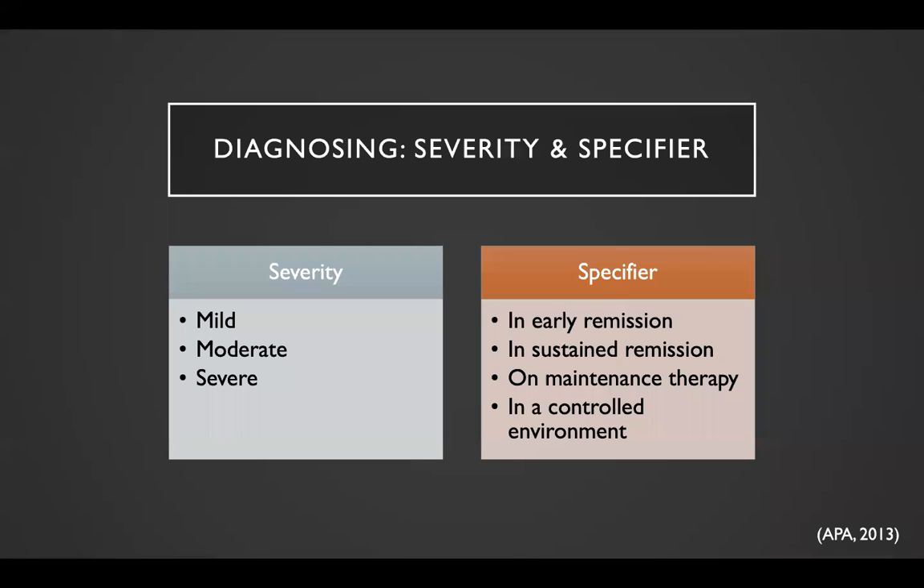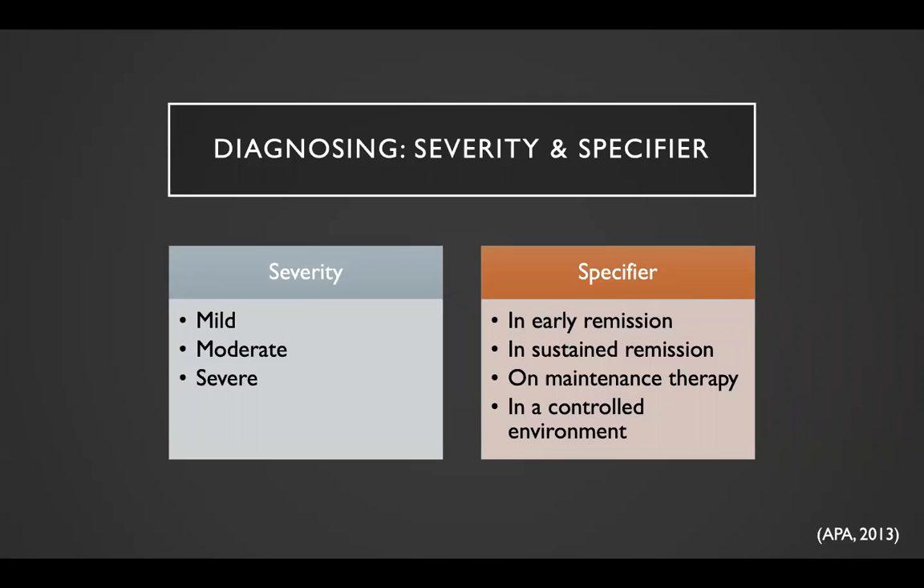There are also certain severities and specifiers when it comes to diagnosing substance use disorder. Substance use disorders occur in a broad range of severity, ranging from mild to severe, with severity based on the number of symptom criteria endorsed. As a general estimate of severity, a mild substance use disorder is suggested by the presence of 2 to 3 symptoms. A moderate substance use disorder is suggested by the presence of 4 to 5 symptoms, and a severe substance use disorder is suggested by the presence of 6 or more symptoms.